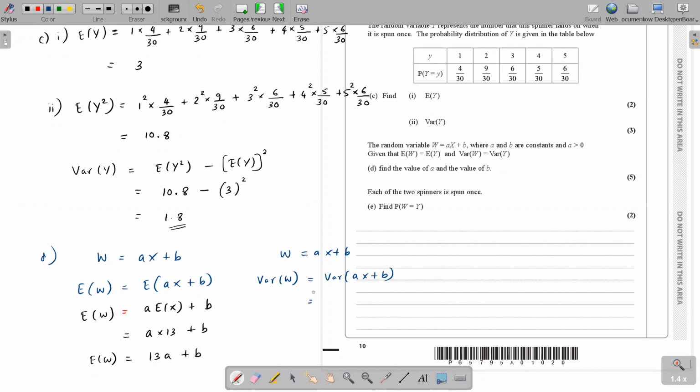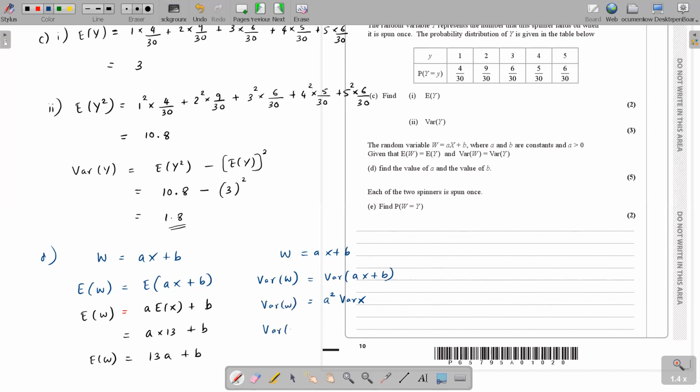A squared Var(X). When you have a multiplication with X, the constant comes out squared. These are theories. Once again, I'm telling you, these are theories from the discrete distribution lesson. So when you have multiplication with X, that constant gets squared when it comes out. A squared Var(X), and what happens to the plus B? Do we write the plus B? No. Plus B is not coming. Plus or minus doesn't come, it is completely removed. So Var(W) equals A squared Var(X).